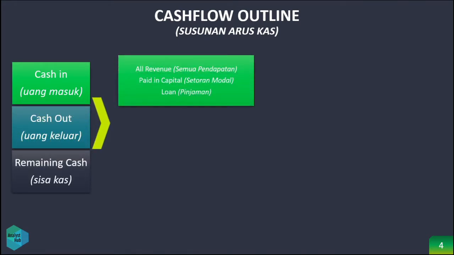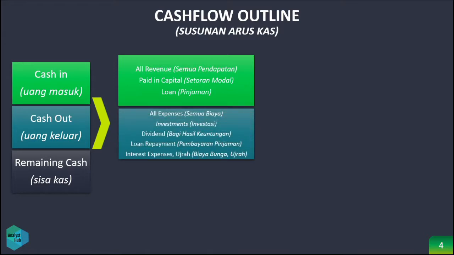What does cash in consist of? Cash in consists of all revenue that we get from business, then paid in capital to start the business, and loan if you lend from bank or even from your mother. You have to put it as a cash in.